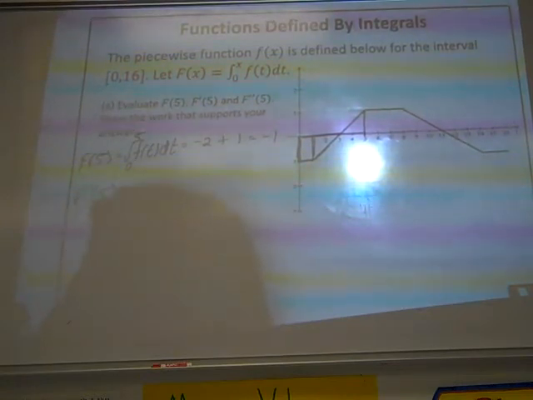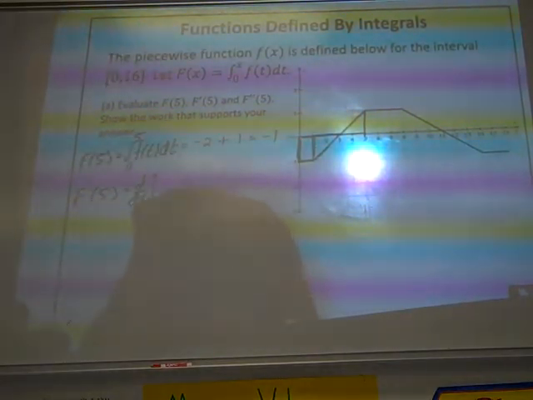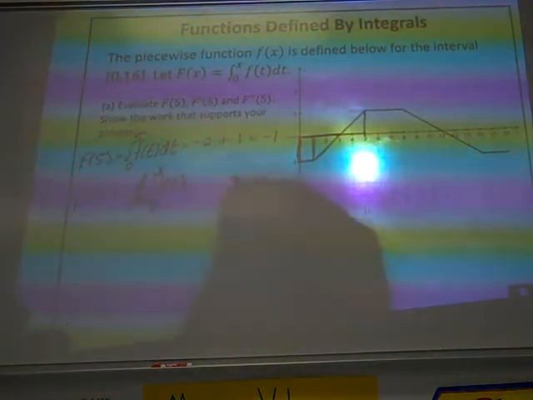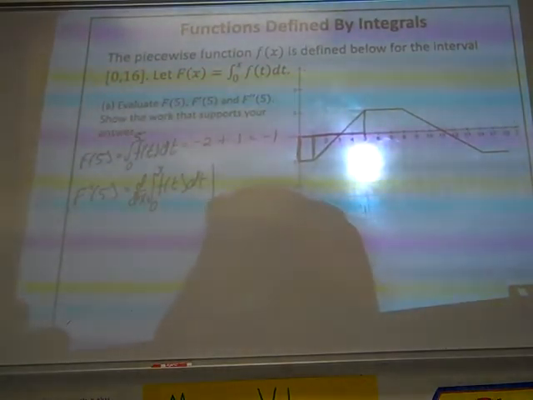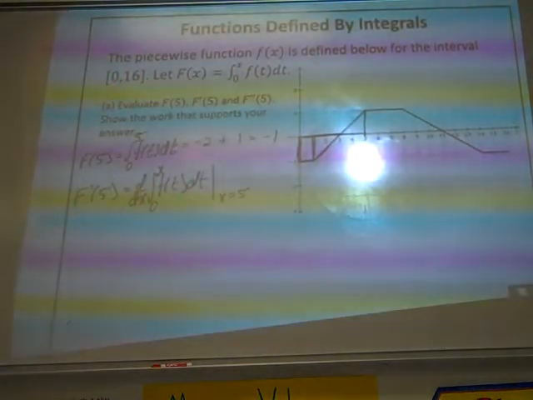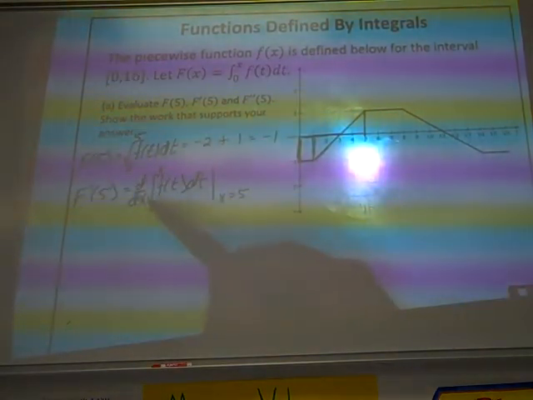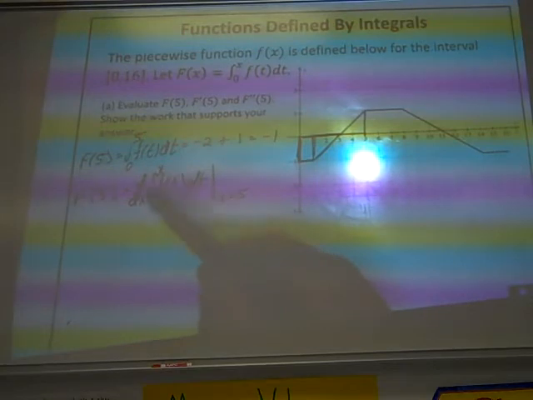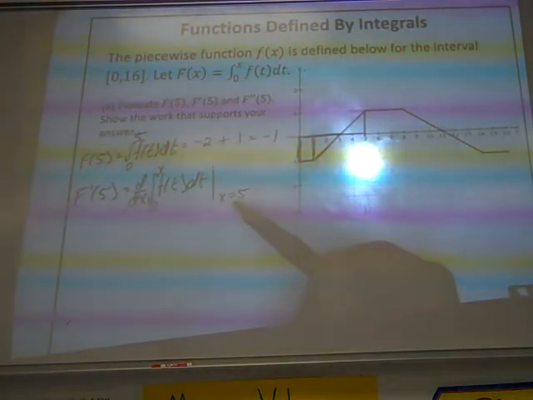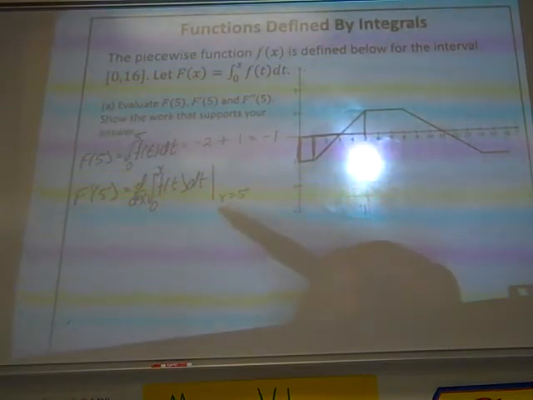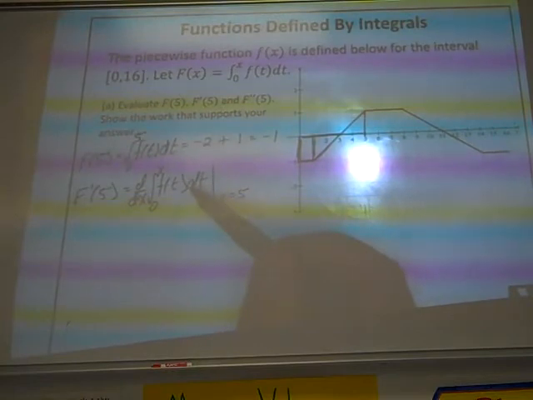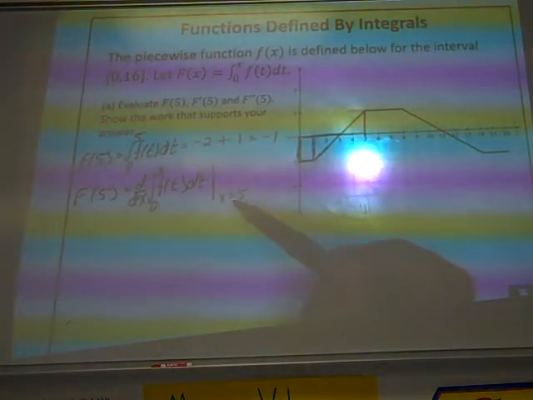Now, big F prime of 5. Let's stop and think about that. Big F prime means take the derivative of big F. Okay, this is big F. And then evaluate that answer at 5. Big F prime of 5 means take the derivative of big F the way it was given to me and then evaluate it at 5. Your notation has to be precise here. You are going to lose points if you do it in the wrong order. Derivative of the function, get an answer, then evaluate it at 5.